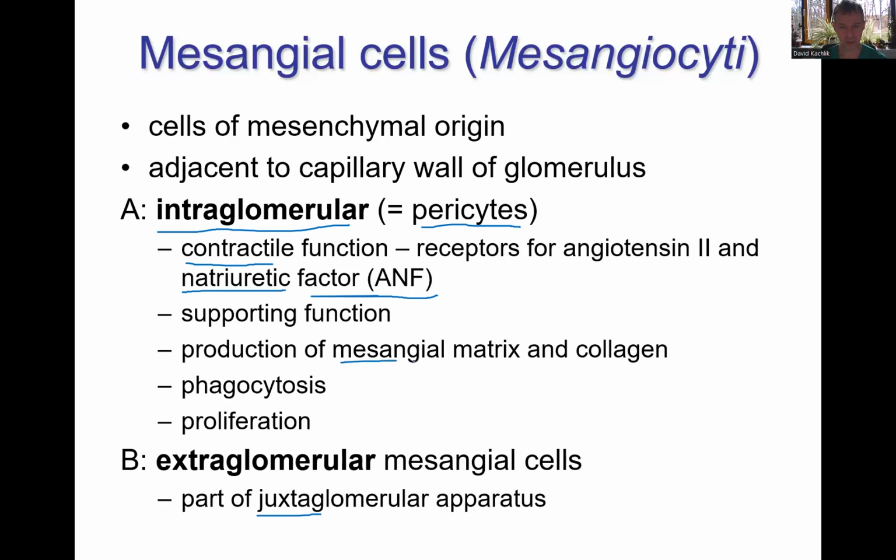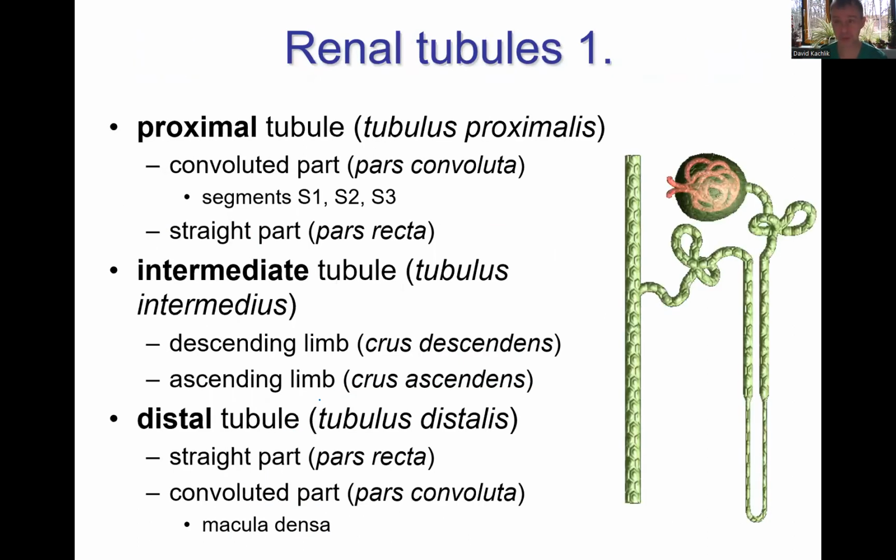These cells produce the mesangial matrix, which is filling the spaces between them, and the collagen. And too much of the collagen then in the autoimmune inflammation produces the glomerulopathy. Of course, they serve for phagocytosis, as I said, and they are mitotically active. So again, when they are too mitotically active, it again produces the glomerulopathy. So that's all for the renal corpuscle, and now we move to tubules.